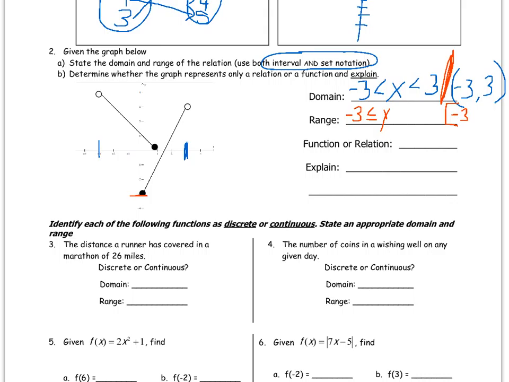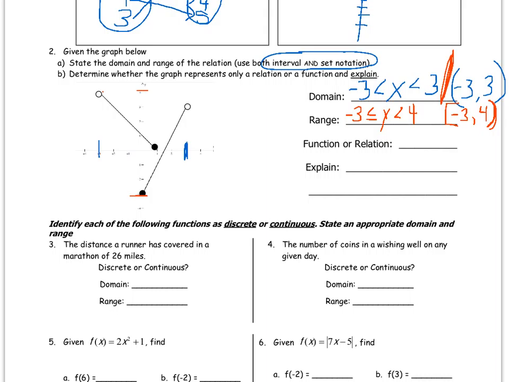The highest anything goes is up here at +4, but it's an open circle at +4, so we'll go back to our less than sign with +4, and then in interval we'll add the comma 4. Because it's an open circle, we're going to put our parenthesis in there.